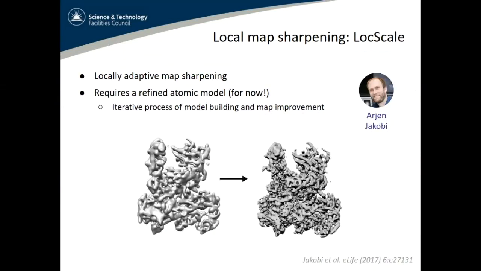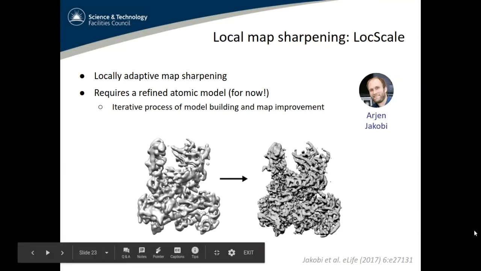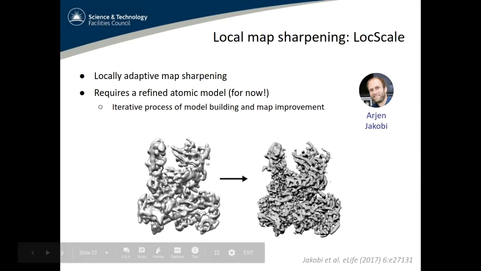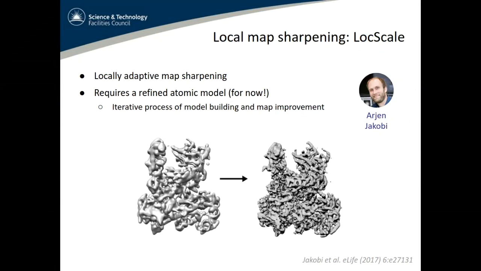Moving on to LocScale, I mentioned that the ideal sharpening level might vary across your map. And this is particularly the case with flexible complexes or large things where the local resolution is different in different parts of the volume. So you need to do some kind of locally adapted sharpening, and that's exactly what LocScale does.